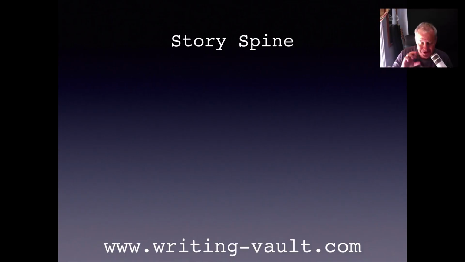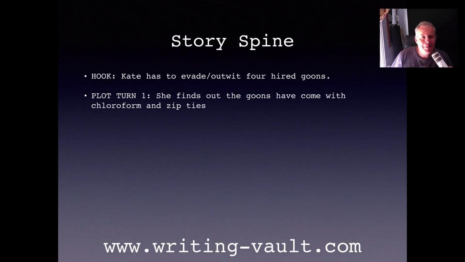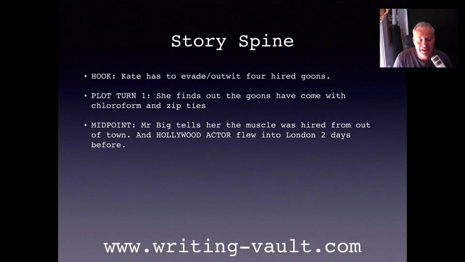Remember, I compressed this to a 5-point structure. So we get the hook. Kate has to evade, outwit 4 hired goons. We get the plot turn 1. She interrogates the last of the goons and does something bad to one of his knees to make him talk, and she finds out they've come with chloroform and zip ties, and they were to kidnap her, not to beat the shit out of her. Midpoint, she has to call in a favor from Mr. Big. He tells her the muscle was hired from out of town and out of country, and that the Hollywood actor flew into London 2 days before.